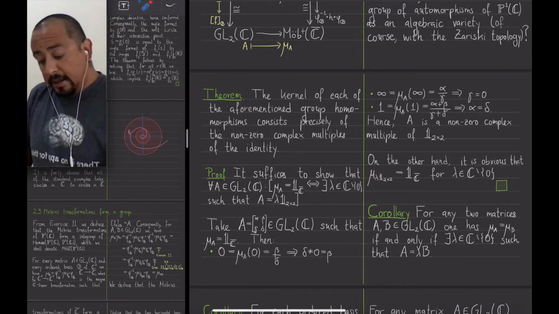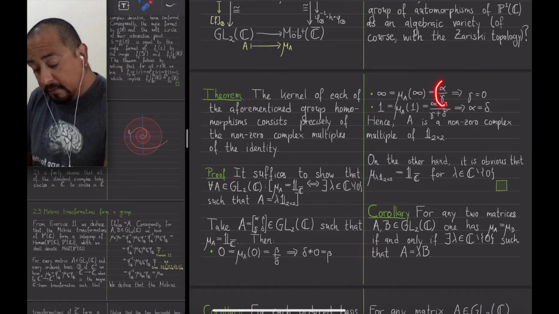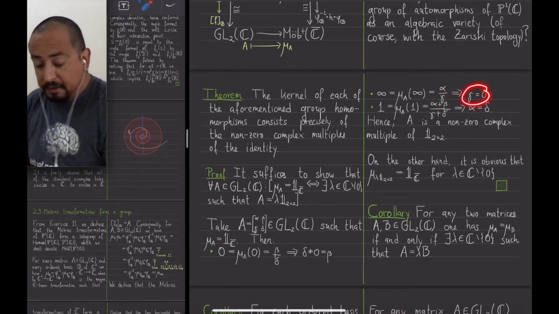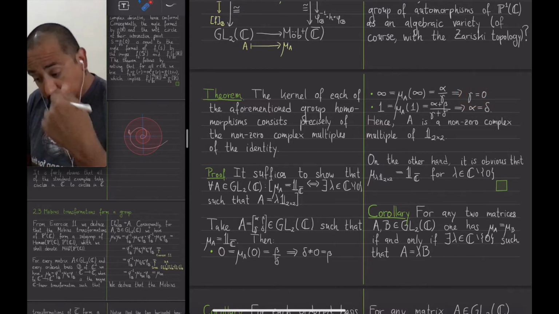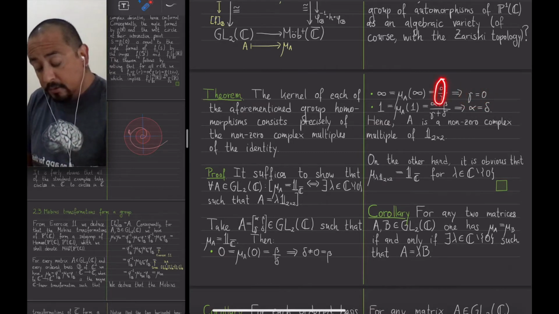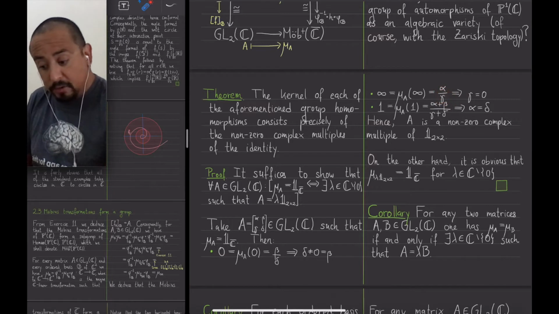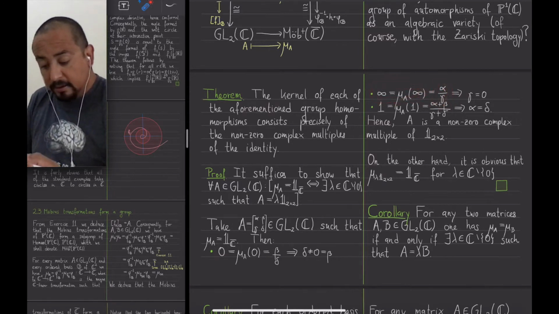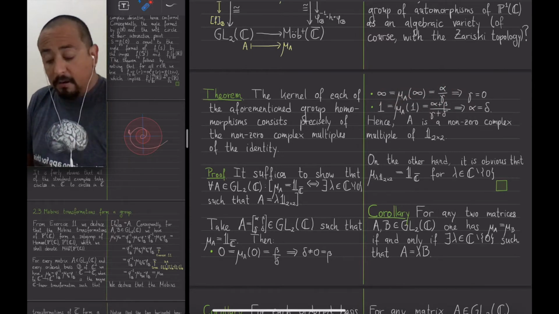Second, now we evaluate at infinity. We know that evaluating at infinity gives me alpha divided by gamma, and then we see that this forces gamma to be 0. Otherwise, we would have just the quotient of two complex numbers where the denominator would not be 0, and then this would be a complex number, but then we would not have this equality. Okay, so now we know gamma is 0.